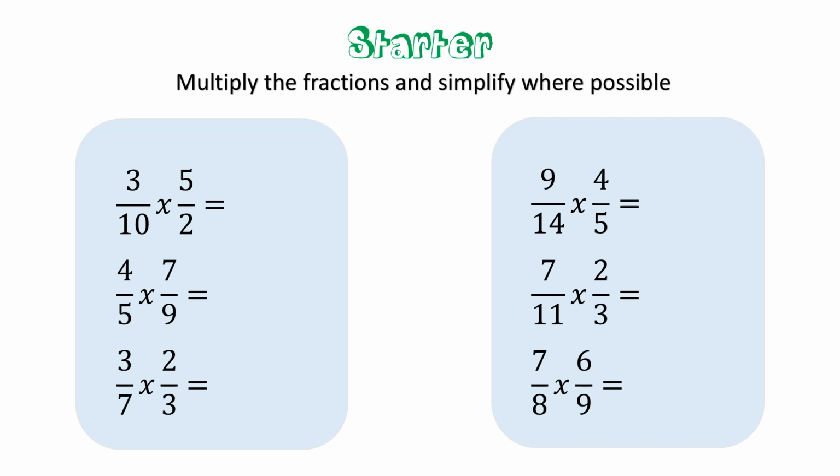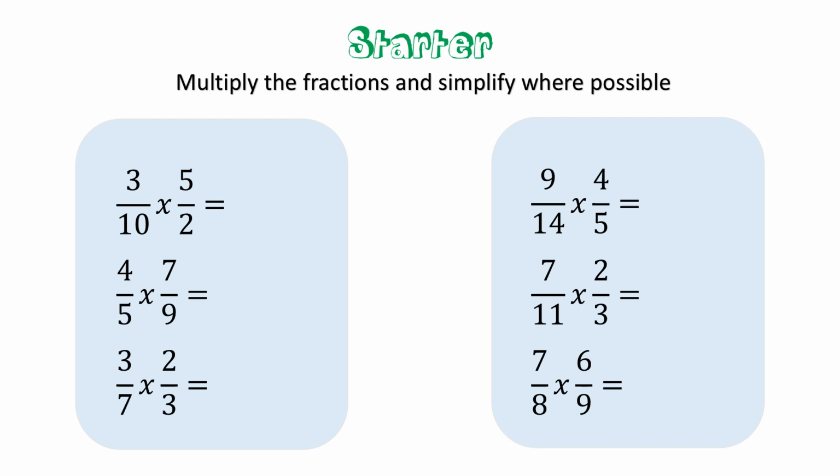So I said previously that we multiply the denominator by the denominator and the numerator by the numerator, which is absolutely right. So we're going to do that. We're going to multiply 10 by 2, which is 20, and then multiply 3 by 5, which is 15. So the answer to the first one would be 15/20. Now we could simplify that a lot and we could get it down to 3/4, but actually 15/20 would still be the right answer.